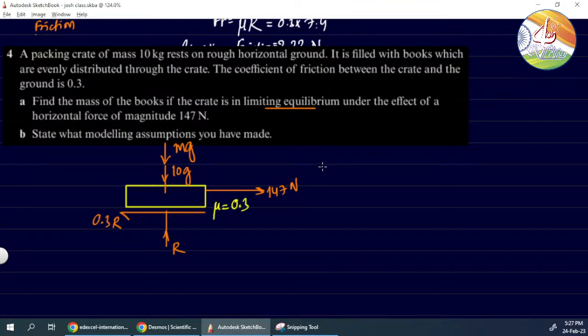Again we have to do vertical first. Sigma y: R is upwards, minus 10g and minus mg equals 0. So R equals 10 minus m times g, no?